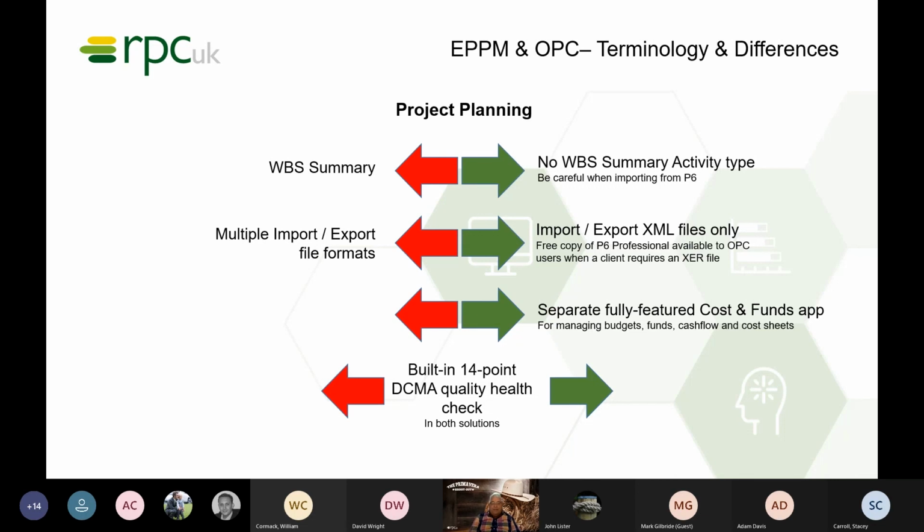Both OPC and P6 EPPM have got the DCMA quality health check. So the 14-point, how healthy is my project? So it's looking out for open ends and lag and activities without predecessors and successors, that kind of thing. So both EPPM and OPC have got the 14-point health check.